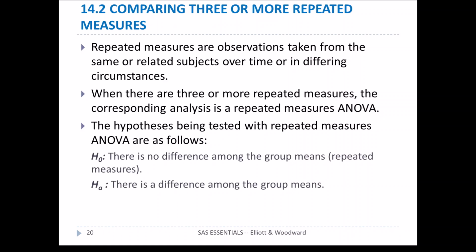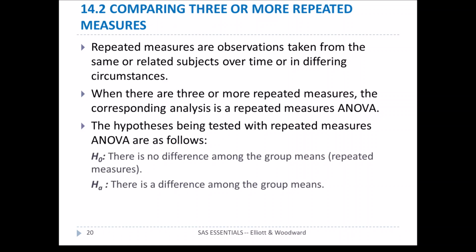However, in a repeated measure, we're going to take subject 1 and observe them maybe 3 times. Or maybe they're related in some way. We've matched them in some way, but they're observed more than 2 times. So when there are 3 or more repeated measures, the corresponding analysis is a repeated measures ANOVA. It's a different kind of analysis, as we're going to see.